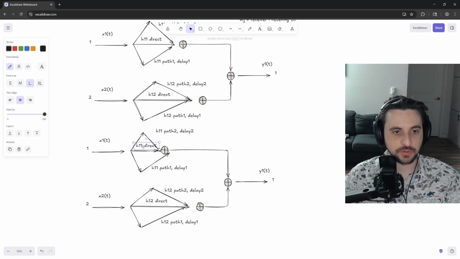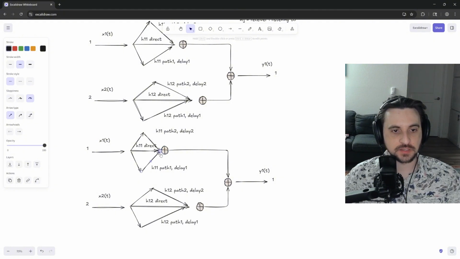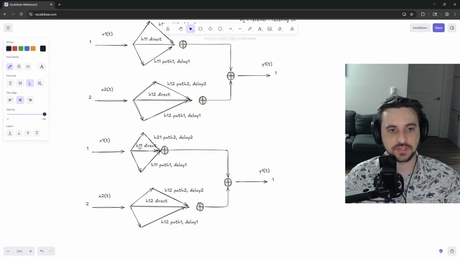Oh, I know what's happening here. It's because I'm snapped to it. Okay. And then this has this, but now it's no longer H11. This is H21. So it's the second transmitter listening to the first receiver. And this is H22. And this is Y2.